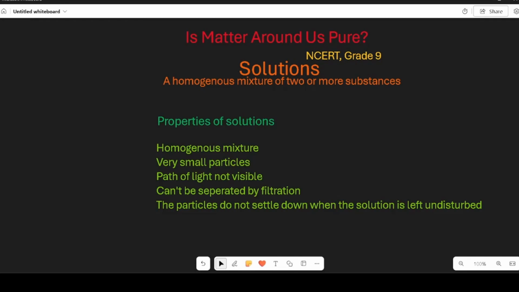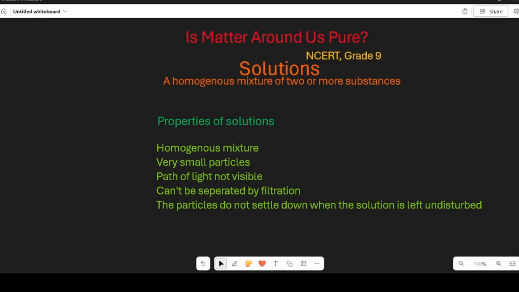Now let's talk about the properties of a solution. A solution is always a homogeneous mixture, and the particles of a solution are smaller than 1 nanometer, which is 10 to the power minus 9 meters in diameter. So they cannot be seen by the naked eye; they are very small particles.